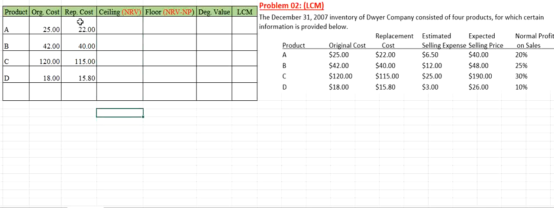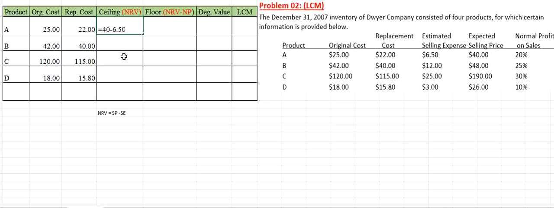Earlier, if you remember in the previous numerical as well, and even in the PPT chapter, I told you that if you wish to calculate net realizable value, then it is equal to selling price minus the selling expenses. Okay, so let's do it. What is the selling price of product A? The selling price of product A is $40, so I will write $40 minus the selling expense of product A, which is $6.50.